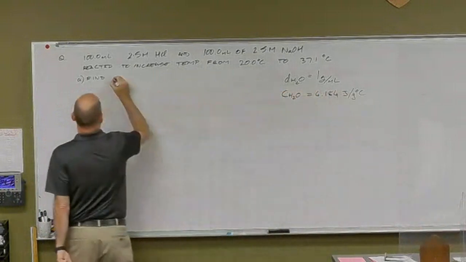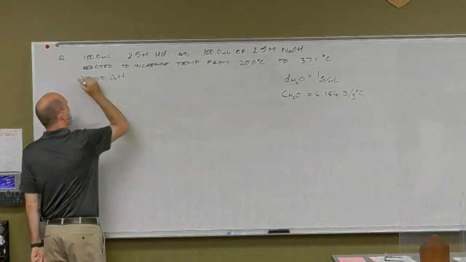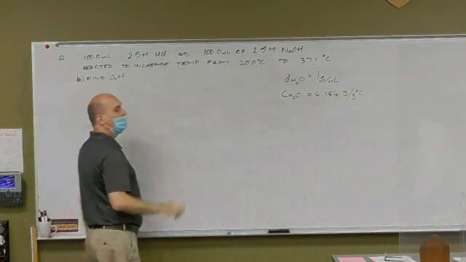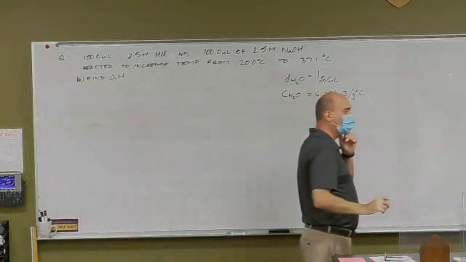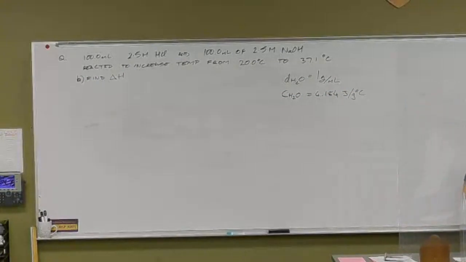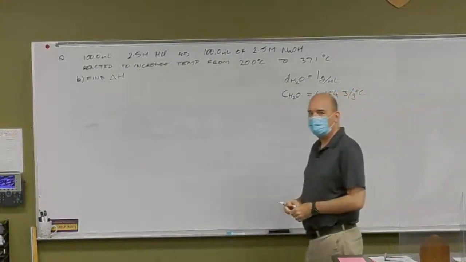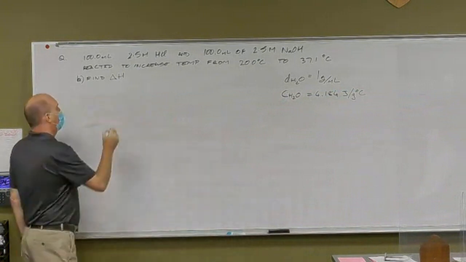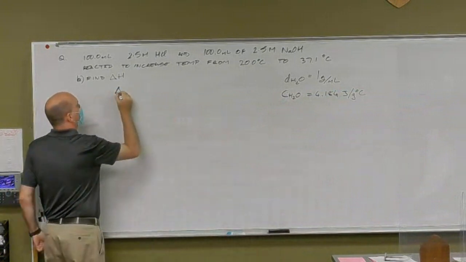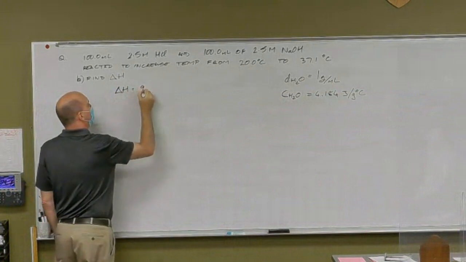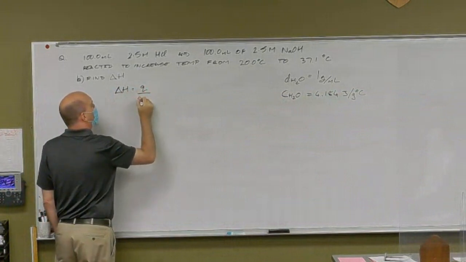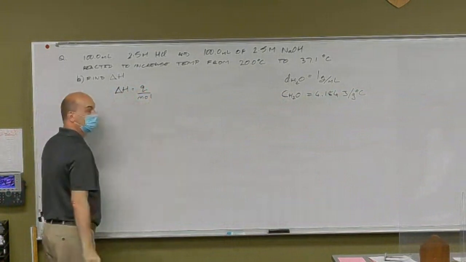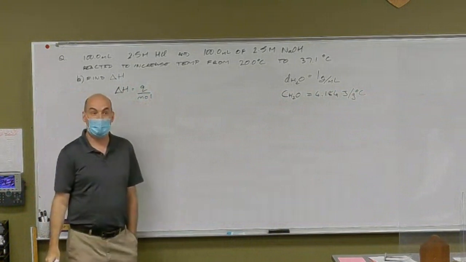Here's how you do part B. Part B is, now that you've found heat, find the enthalpy change, the delta H. Well, it turns out that all delta H is Q per mole. That's it.